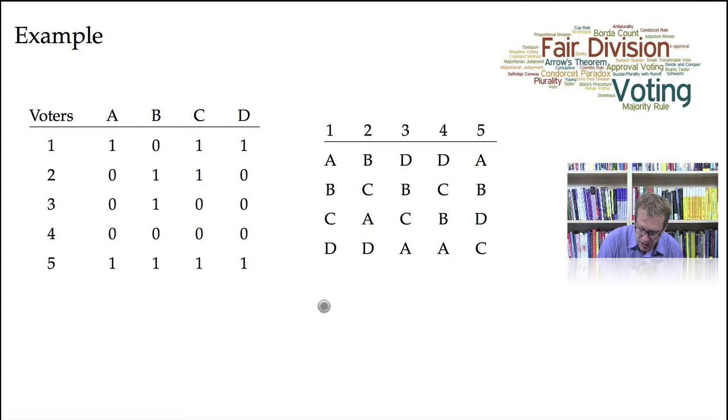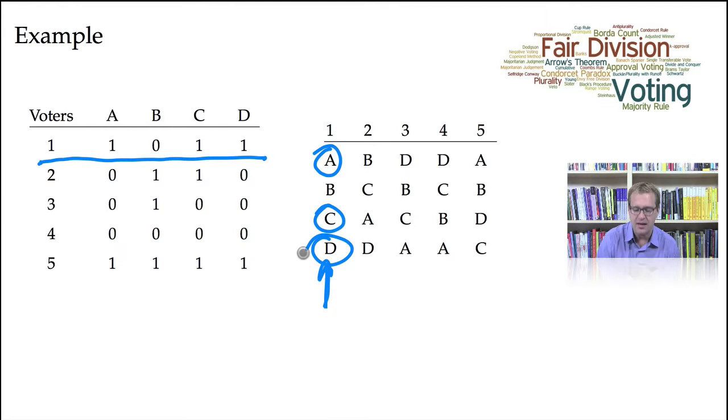So for example here, voter 1 has the ranking A above B above C above D, and correspondingly, that voter approves of A, C, and D. Now let's think about this. Note, voter 1 approves of A, C, and D.